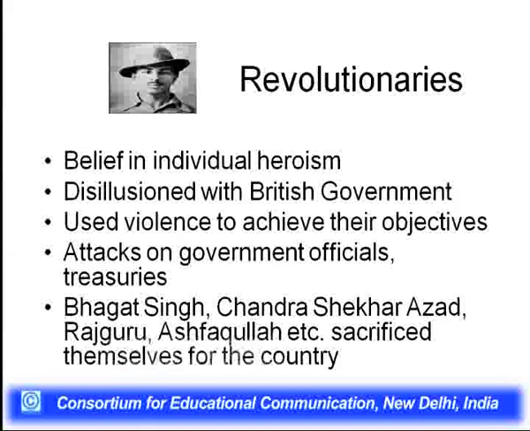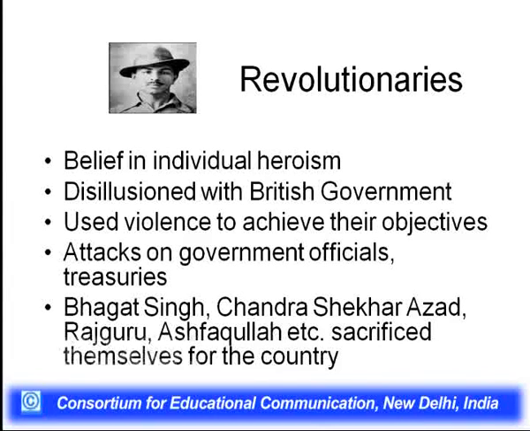What we see during this period is how the revolutionaries were disillusioned with the colonial or the British government, and they used violence to achieve their objectives, and how they attacked government officials and the treasuries. Bhagat Singh and others like Rajguru, Ashfaqullah and Chandrasekhar Azad sacrificed themselves for the country.